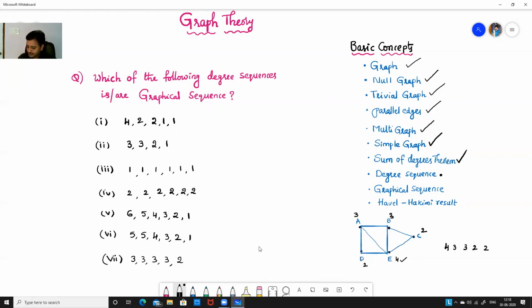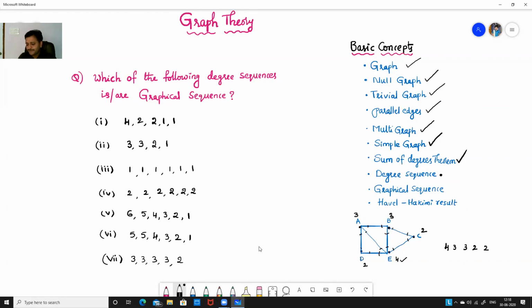So degree of E is equal to 4. Check here, is the degree of E equal to 4 or not? Yes. Degree of A is equal to 3. And degree of B is 3. Right? And the degrees of C and D are 2 only. Therefore, representing the degrees in increasing order or decreasing order is called the degree sequence.